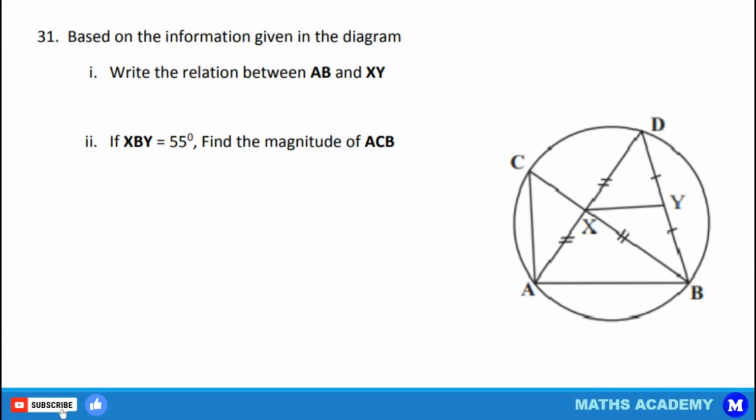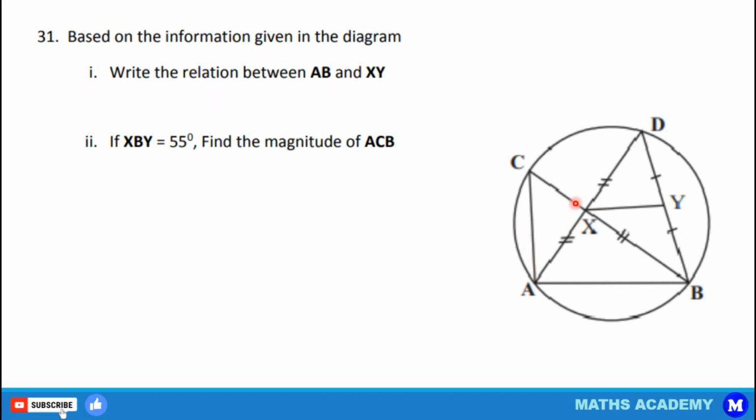Question number 31. It says, based on the information given in the diagram, write the relation between AB and XY. And the second question, if XBY equals 55 degrees, find the magnitude of ACB. So now let's do the first question. Write the relation between AB and XY.